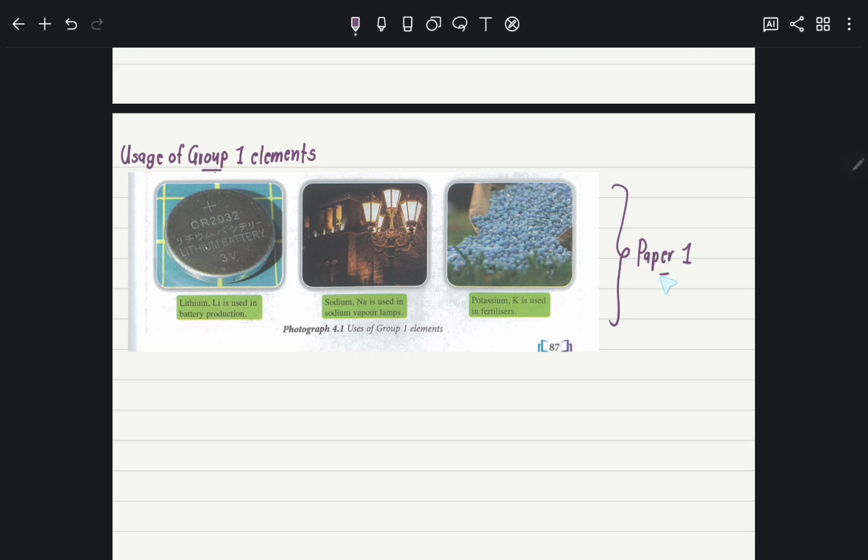They can ask you which element from group 1 we use in battery production. The answer is lithium. If used in sodium vapor lamps, for sure it is sodium, and potassium is used in fertilizers. So you should know lithium is used in batteries, sodium in sodium vapor lights, and potassium in fertilizers.